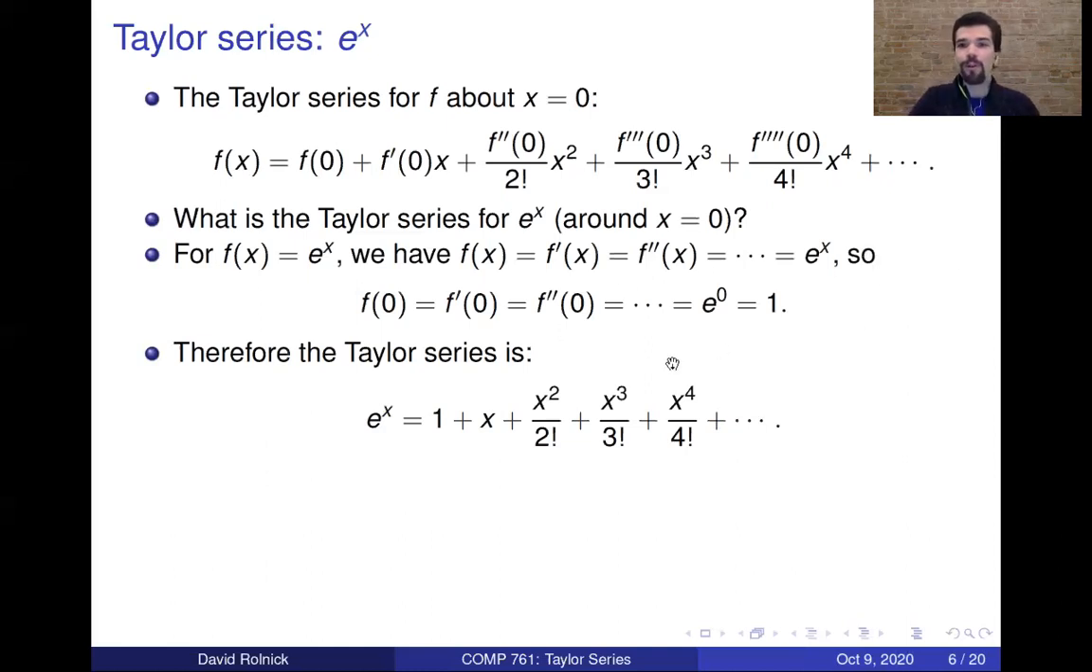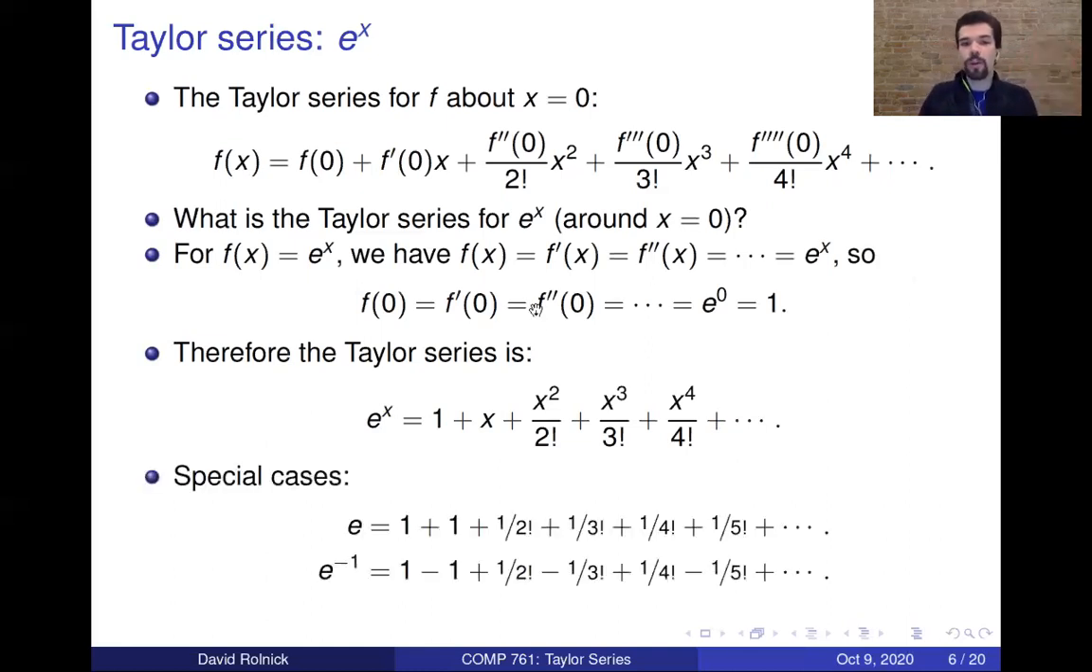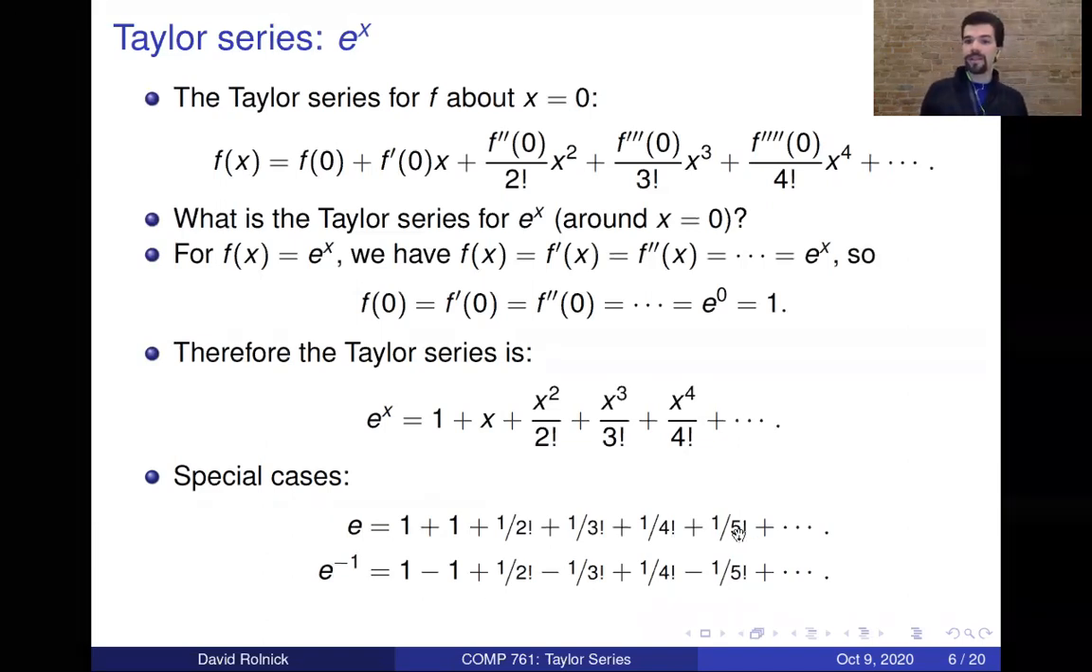OK, so what can we do with e to the x being this? We will see so many things that we can do with this. But just to start us off, we can just plug in some numbers. We can plug in, for example, 1. And we get this beautiful representation of e, which is another definition of e. You will sometimes see this as the definition of e, which is 1 plus 1 plus 1/2 plus 1/6 plus 1/24 plus 1/120 and so on. The sum of the reciprocals of all the factorials from 0.